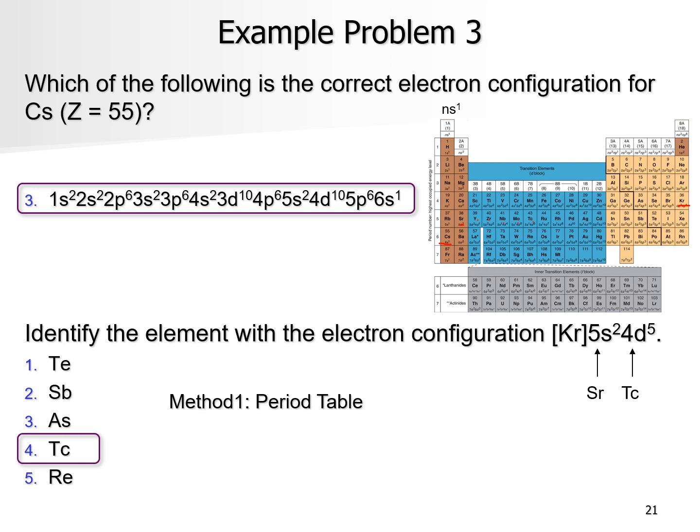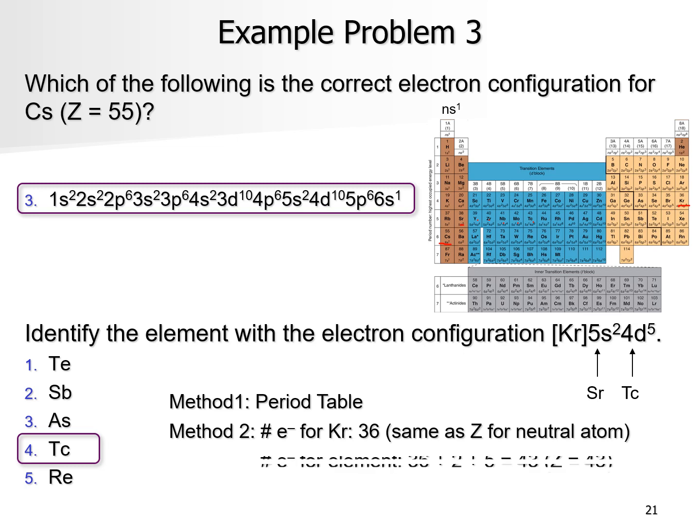So this is how we can use electron configuration with the periodic chart to get the correct answer. Or we can count the number of electrons because we're dealing with an atom, right? So for krypton, number 36, it has 36 electrons. And we're going to add 7 more, so we have 43. And the element number 43 will be Tc as well.